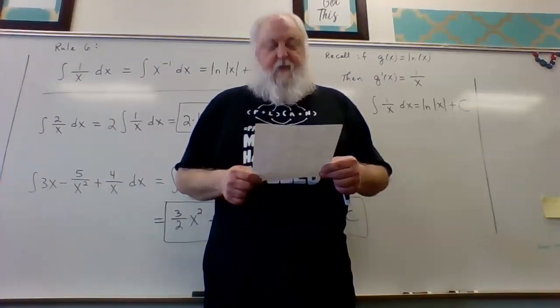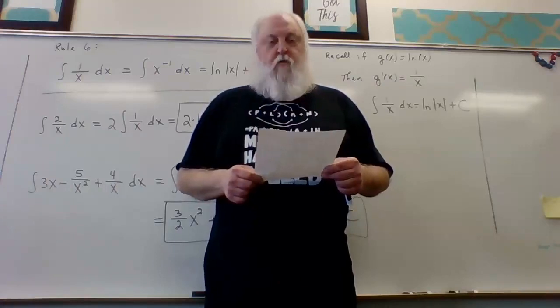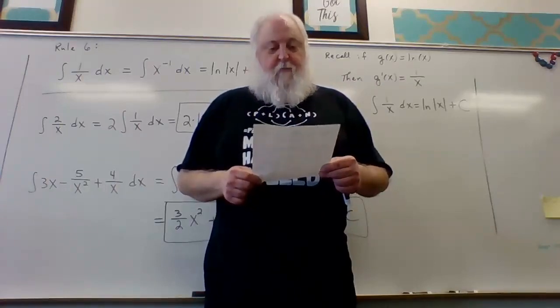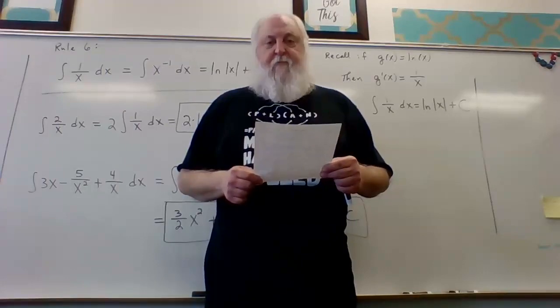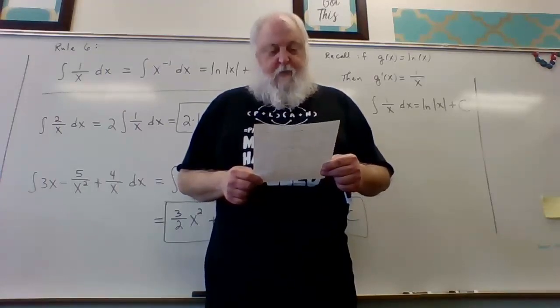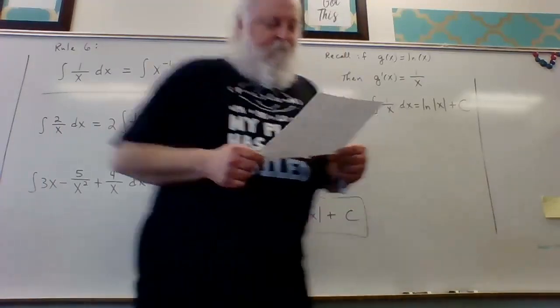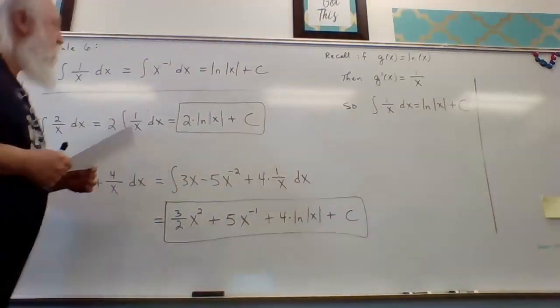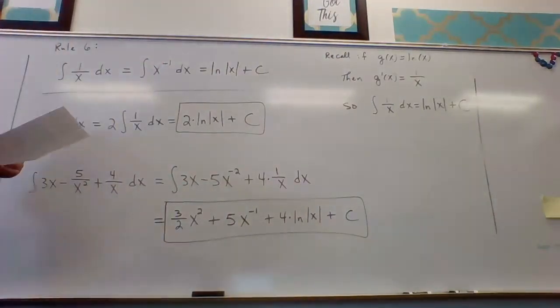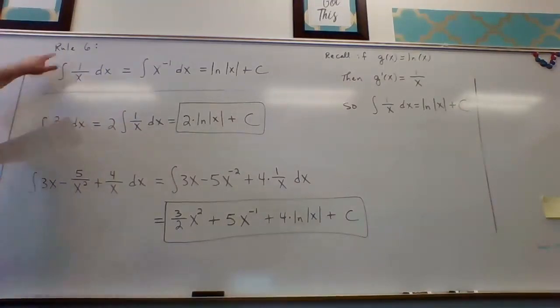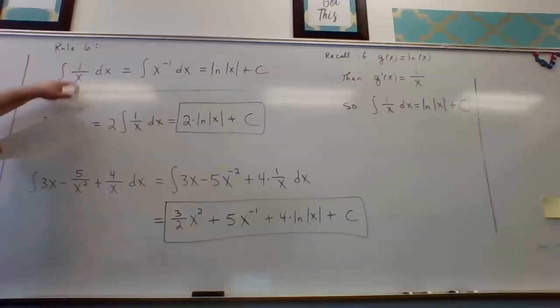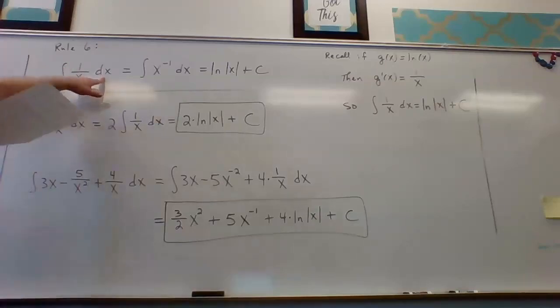Class, in this video, we go over rule number 6 in your note packet for anti-differentiation. We're going to do rule 6, the indefinite integral of the function f of x equals 1 over x, on the middle of page 73 in your note packet. So in a rectangle, it says we're going to find the indefinite integral of the function f of x equals 1 over x. And so the rule is, you can write in a rectangle, the antiderivative of 1 over x with respect to x.